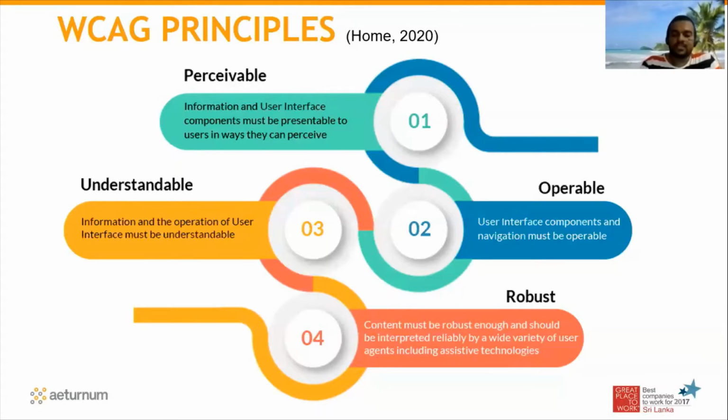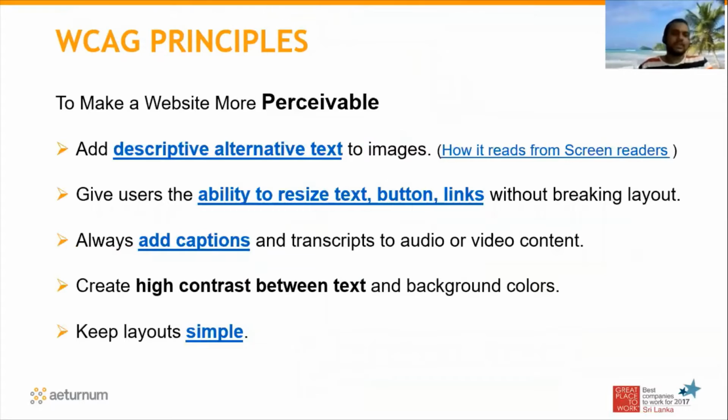All right, let's move on. To make a website more perceivable, what are the things we can do? There are a lot of things we can do, and I've added a few of them. The first one is to add descriptive alternative text to images. So what do you mean by descriptive alternative text? I'll show you.